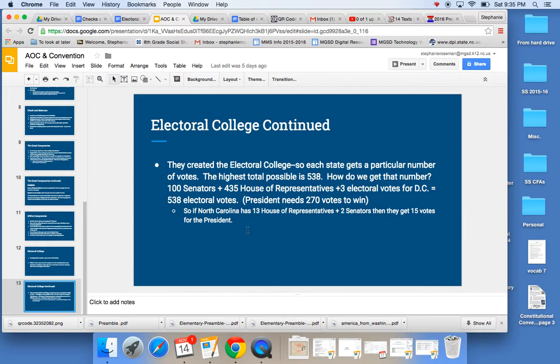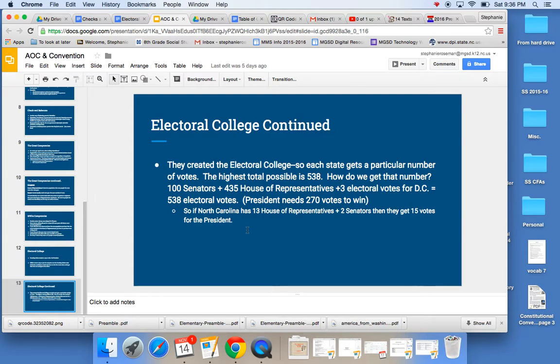So the highest total possible is 538. We get that number because we have 50 states in the United States, and each state gets 2 senators. So 50 times 2 is 100 senators. And we have 435 House of Representatives. And that's divided up amongst the states based on a census. We do a census every 10 years.